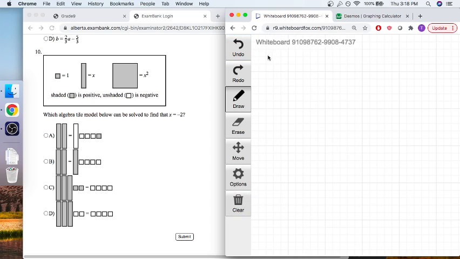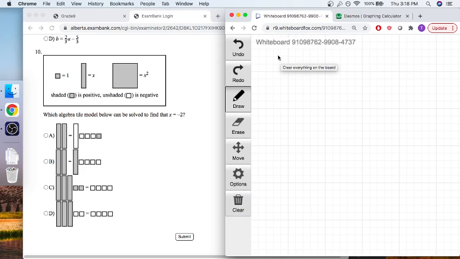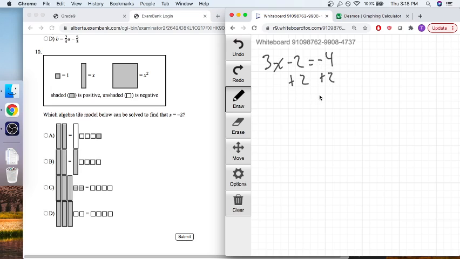Okay, let's do the next one. So it's going to be 2x equals x minus 4. So we will minus x, x equals -4. That is not our answer, so we want -2. Okay, so the next one, C, is going to be 3x plus 2 equals -4. So -2 minus 2, -6 equals 3x. Divide by 3, divide by 3, x equals -2. This is going to be our answer. And let's just check D to make sure that we're right. 3x minus 2 equals -4. So plus 2, -2 equals 3x, divided by 3, divided by 3, x equals -2/3. So our answer is C.